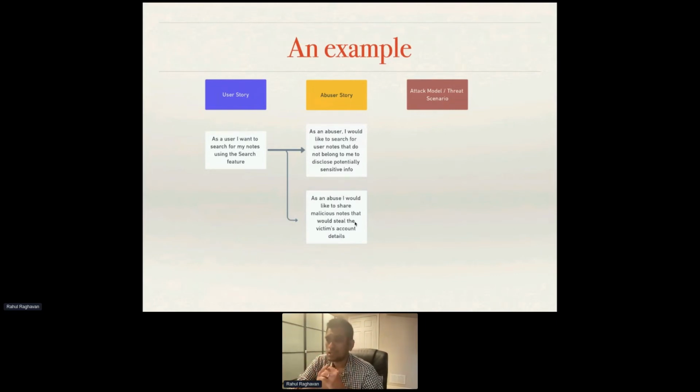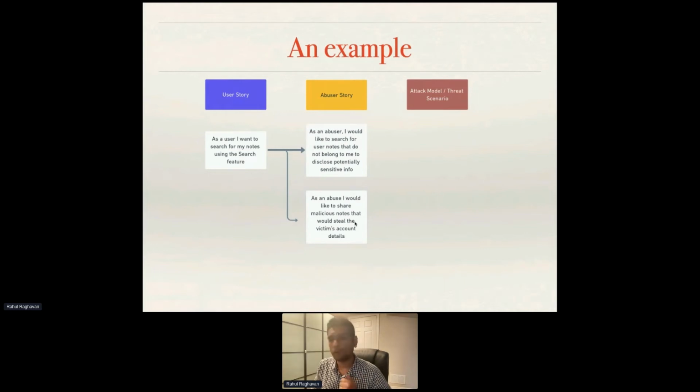One of it is, as an abuser, I could search for notes that don't belong to me. Which means that I could search for another user's notes and therefore steal potential confidential information. Or I could use the search functionality to inject some kind of payload into the system and have a persistent cross-site scripting attack, where I could use it to steal a victim's credential. These are very simplistic examples, just for the sake of conversation. So there's a use case and there are two abuse cases.